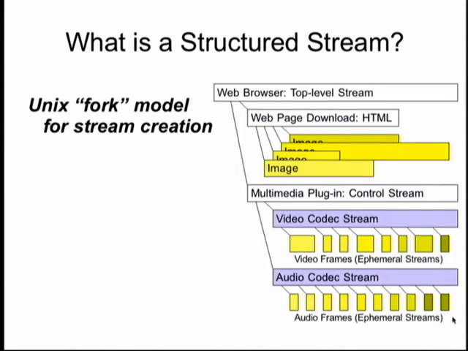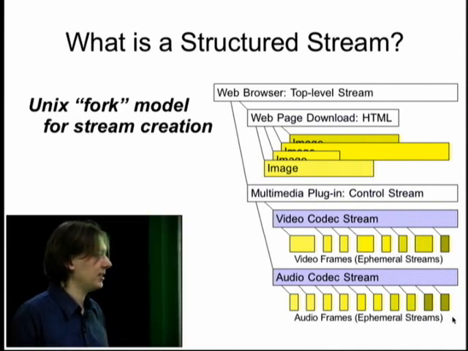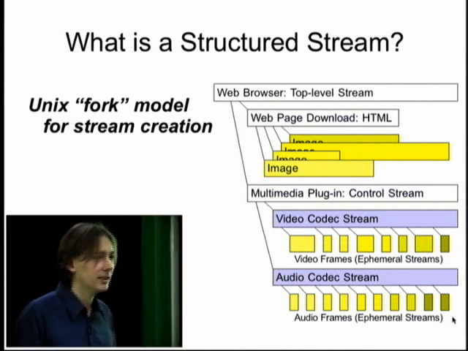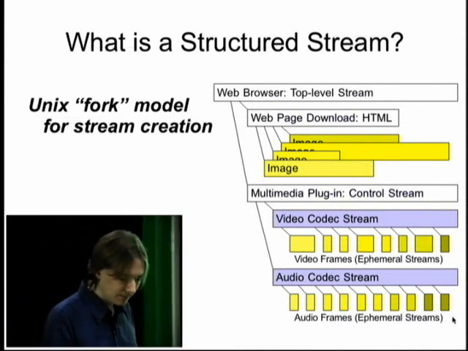So, say a web client opens a connection to a web server. This is a top-level connection, and then it decides it needs to download some pages. It sort of forks off of the top-level connection a child connection, a child stream, for a given HTML page, for example, and then within that HTML page, as it's downloading the HTML, it finds some images. It forks off some grandchild streams to download those images. This is just an example to give you an idea of the model.